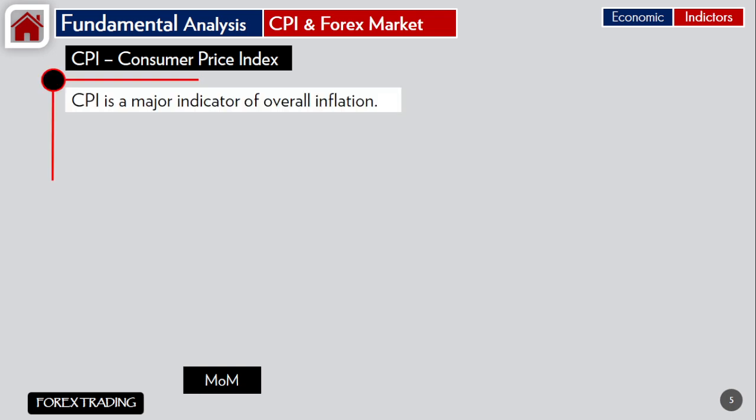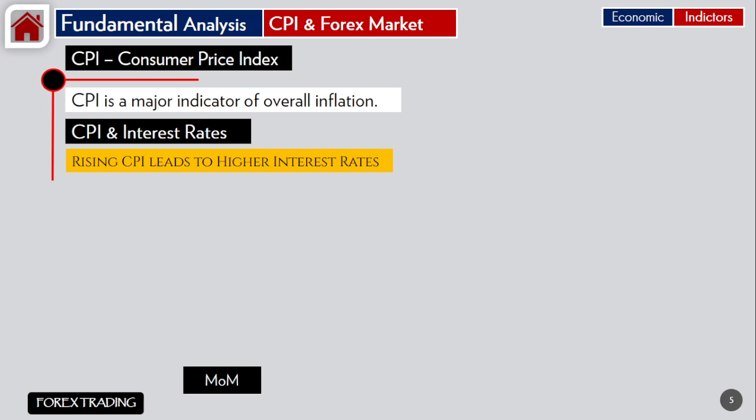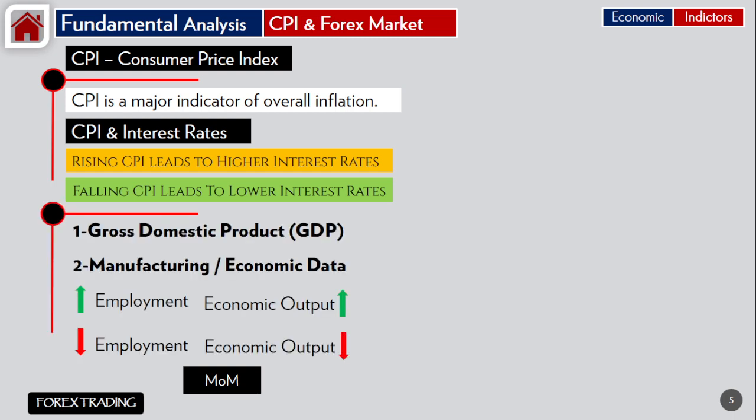CPI is a major indicator of overall inflation, and CPI and interest rates are closely linked with each other. Rising CPI leads to higher interest rates, they are directly proportional with each other, and falling CPI leads to lower interest rates. So they directly affect each other.